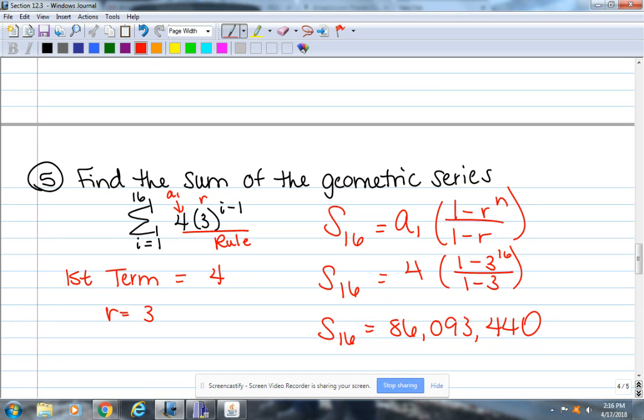Okay? So once you get to here, all you need, use your rule, A sub 1, there's your R. Plug A sub 1 and your R in, type it in your calculator. Okay? Got it?